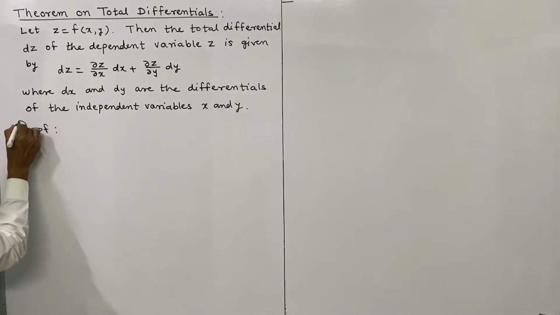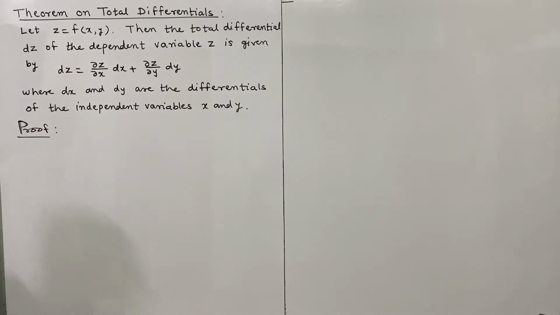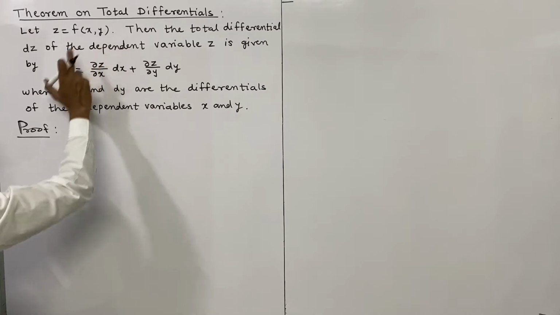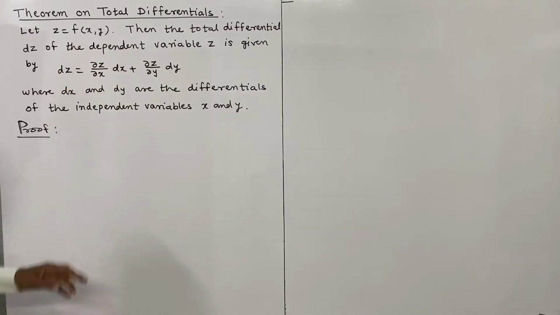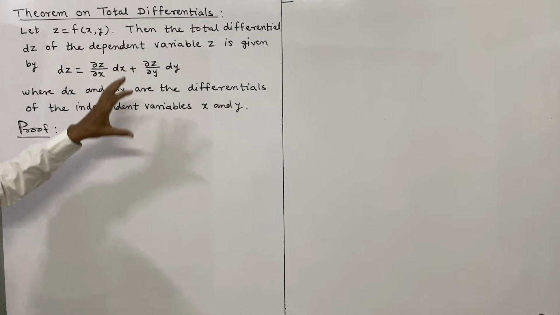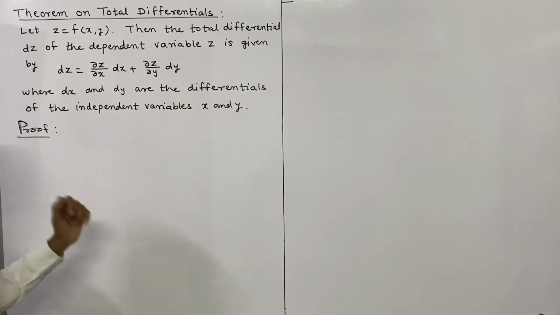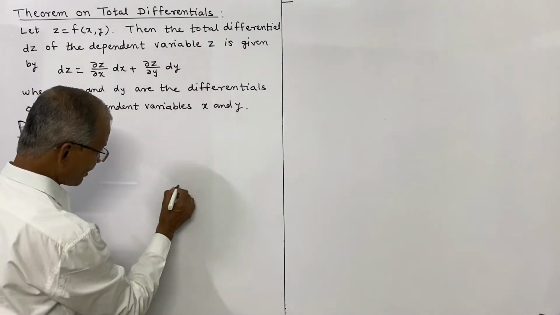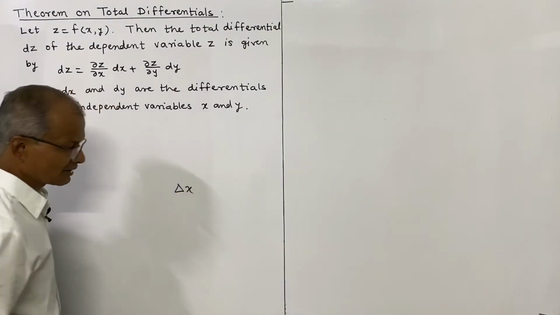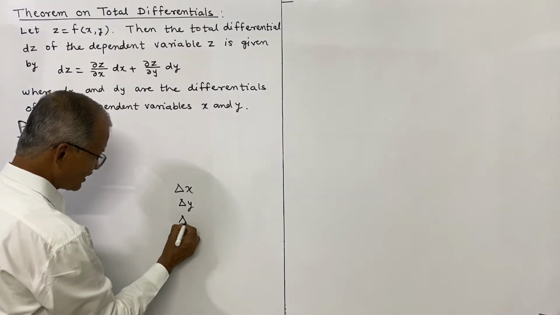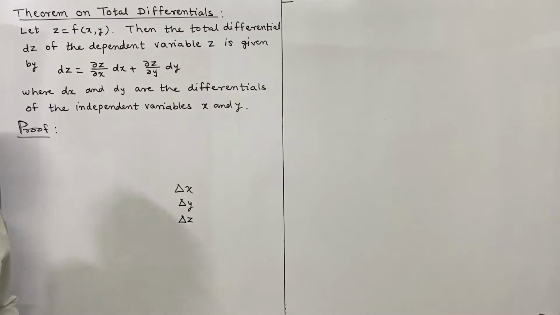Proof of the theorem. Here we have z is a function of x and y, and therefore z depends on x and y. If there are changes in x and y, then z will change, and these changes in these variables we shall denote by the notation delta. That means we are going to denote delta x as the change in x, delta y as the change in y, and delta z is the change in z.